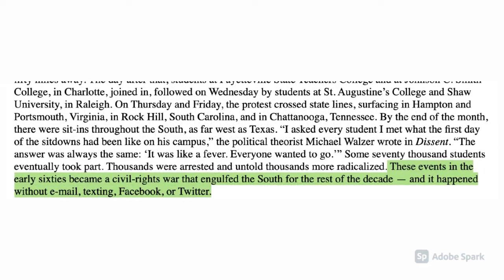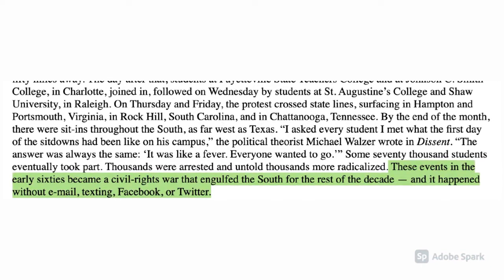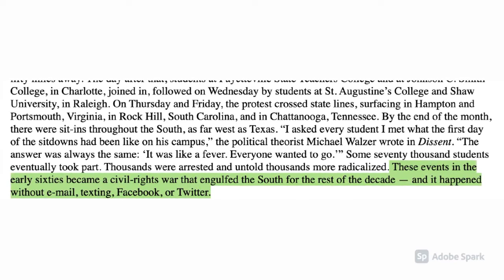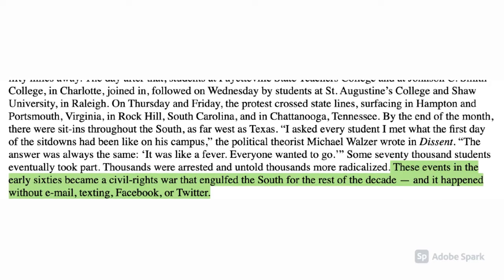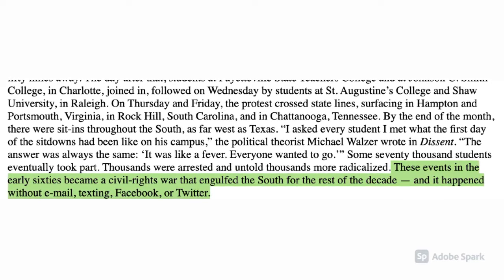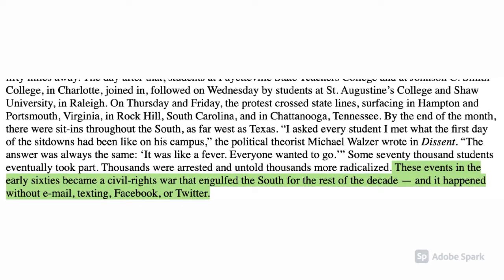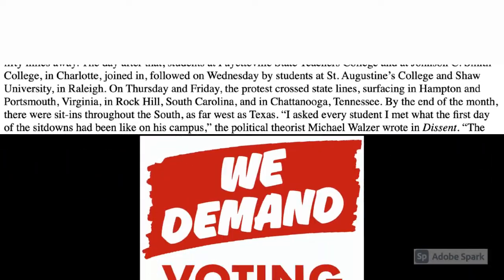The reader's attention is held for 6 paragraphs until we arrive at the thesis statement. "These events in the early 60s became a civil war that engulfed the South for the rest of a decade, and it happened all without email, texting, Facebook, or Twitter." Finally, we get the introduction to what the essay is going to be about.